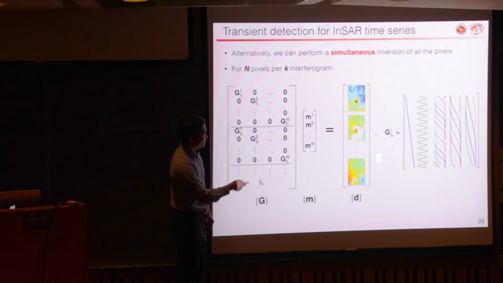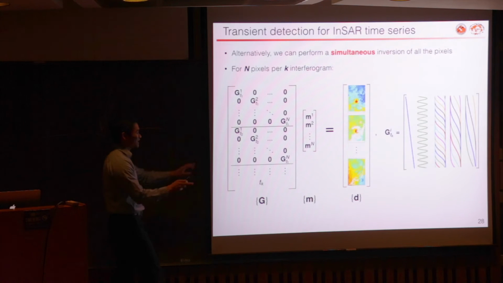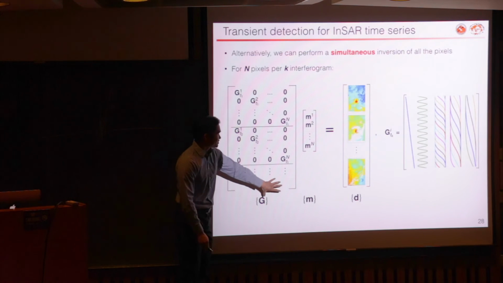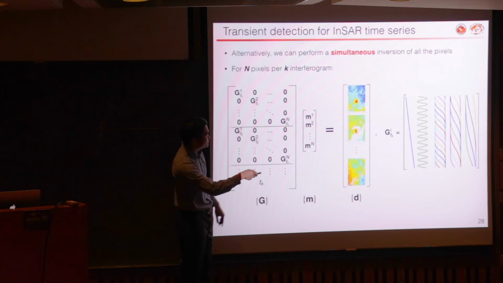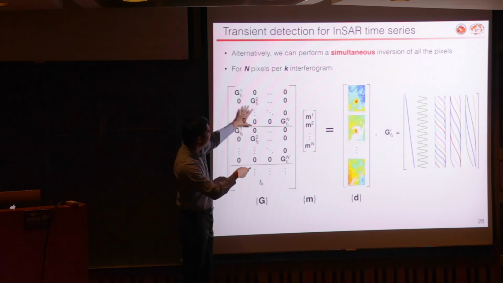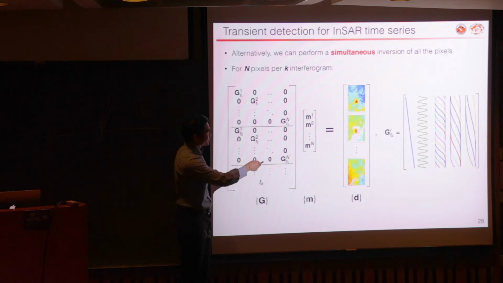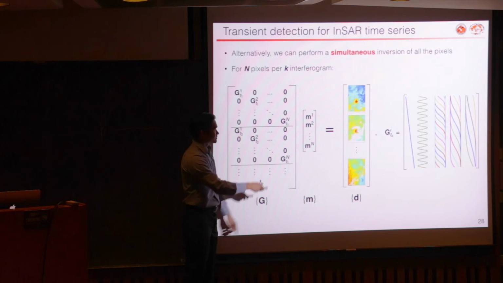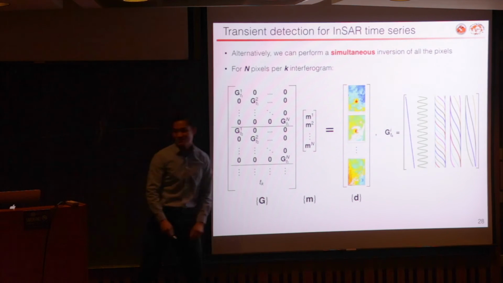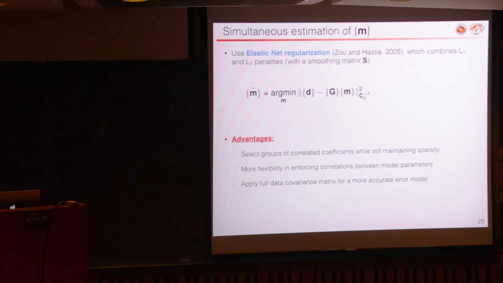You're going to take all your interferograms, stack them on top of each other into a giant vector D, and then you intelligently construct your G matrix so that each pixel has its own dictionary. As you can see here, each pixel is going to have its own dictionary, and then this partitioning is representing the partitioning of the interferograms. And so now we get an m vector for n pixels. So of course, this is a very, very large least squares problem.